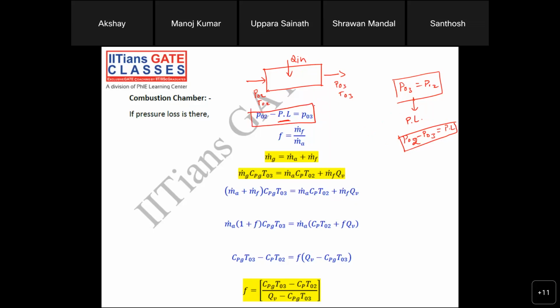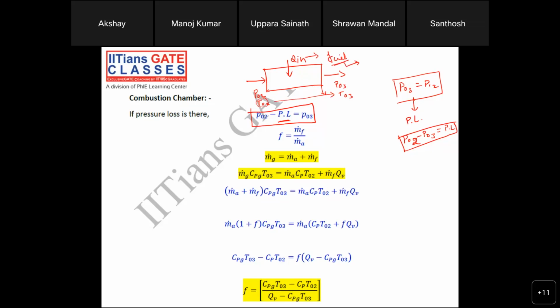Now, I told you I would derive one small equation that connects our combustion chamber mechanism. I will start with my energy equation. What I am going to derive here is the fuel you have to add to increase the temperature from T02 to T03 in a combustion process. That is what, as an engineer, you should be very aware of: how much fuel you have to consume, right?